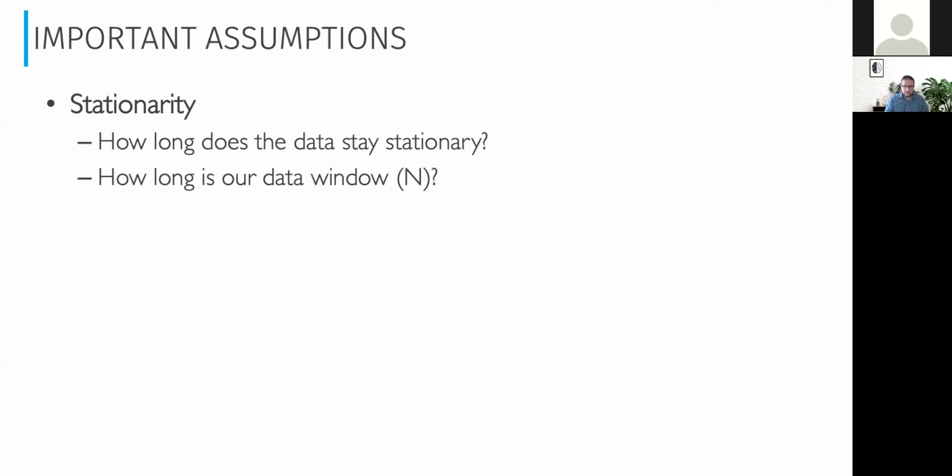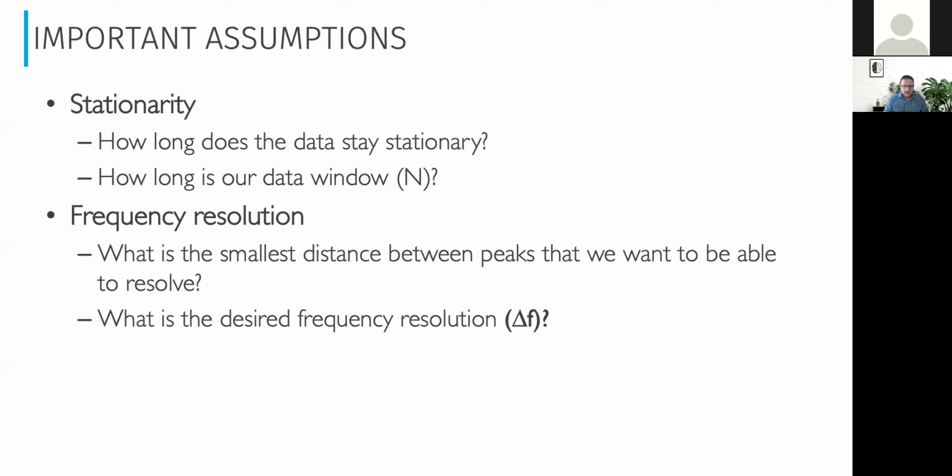But essentially, you have to ask a couple of questions here. You have to ask, how big of a window can you have? How long of a window can you have where you believe the data are going to be stationary within that window? So if you're trying to examine something that's changing quickly over a short amount of time, you might want to have a small window. If you're looking at something that takes place over a long period of time, you might be able to have a larger window. And then the next thing you want to look at is frequency resolution.